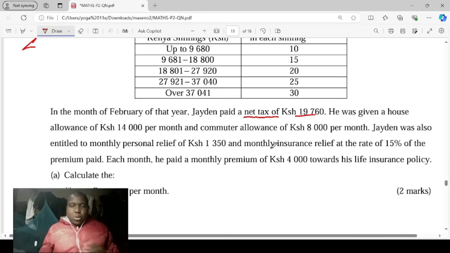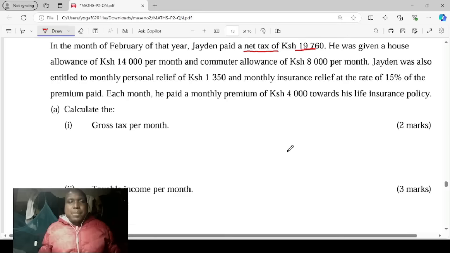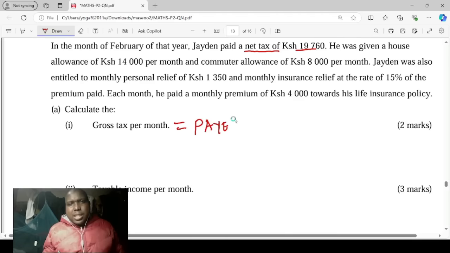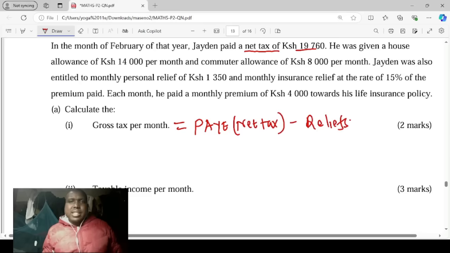Gross tax. Nobody will tell you this one, but you should know that once you are given pay, the first thing you look for is gross tax, then you use that gross tax with the table to find the taxable income. So let us find the taxable income. Gross tax is equal to pay, which is also called net tax, minus reliefs. Here he is given two reliefs.